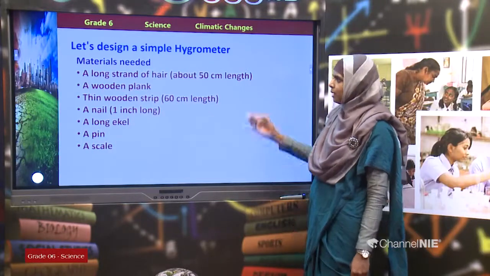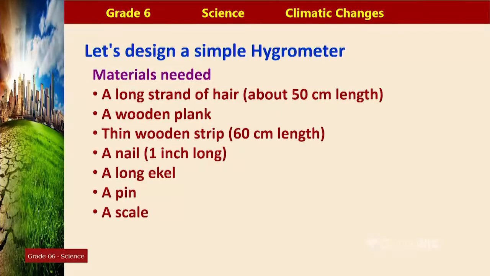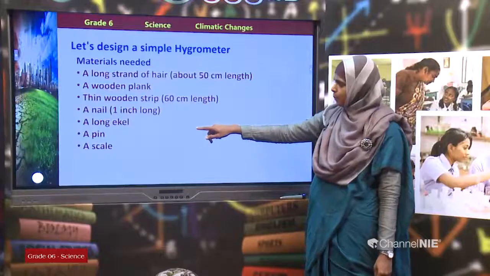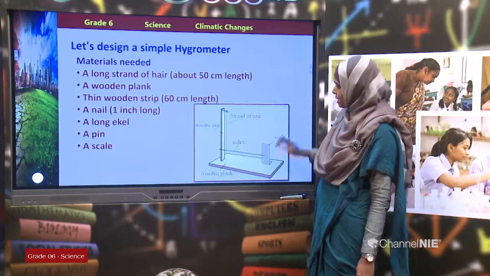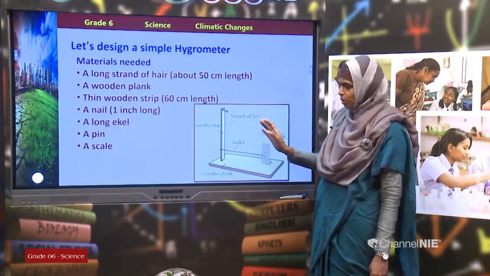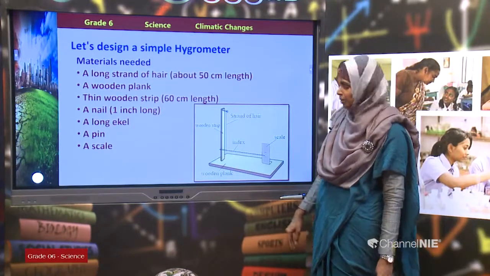We need a long strand of hair, about 50 centimeters in length. This strand of hair should be washed with shampoo, clean without dirt and oil. And we need a wooden plank as well as a thin wooden strip which is 60 centimeters in length, a nail which is 1 inch long, a long eagle, a pin as well as a scale. So, I am going to show a simple hygrometer that we can design.